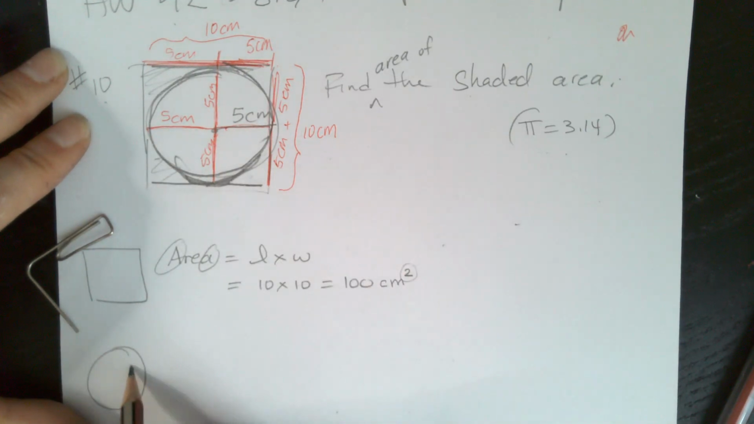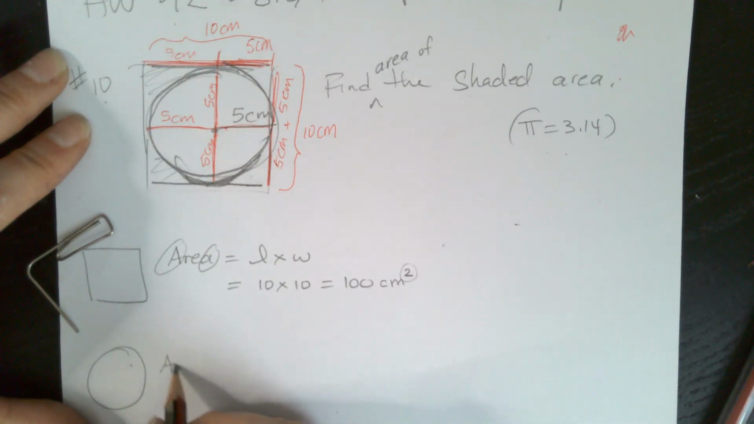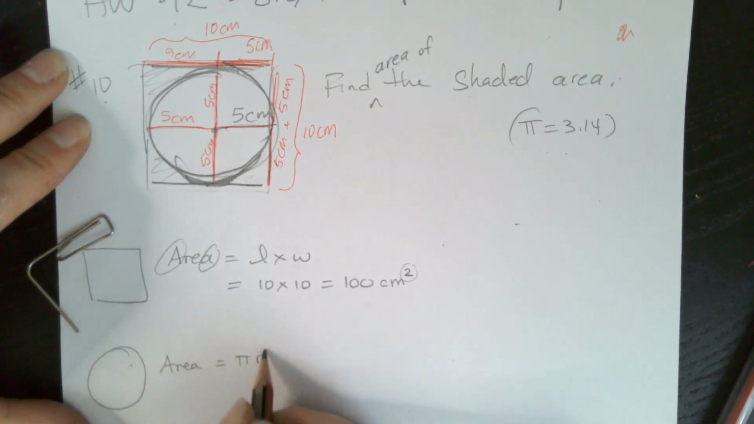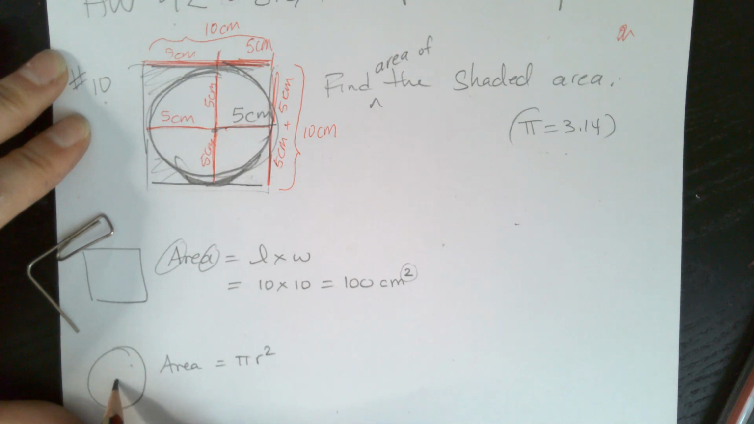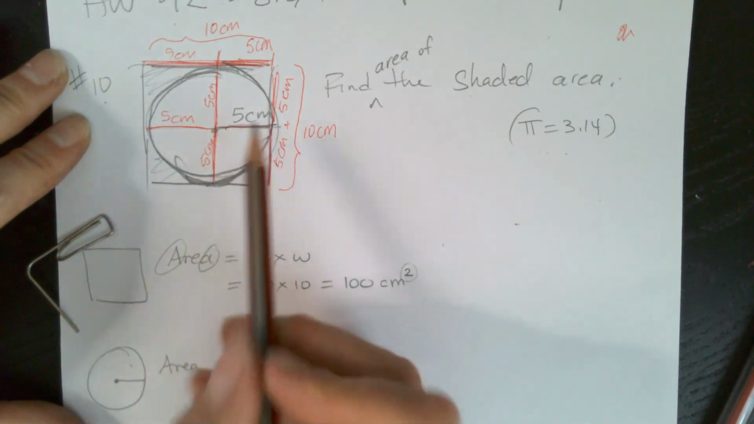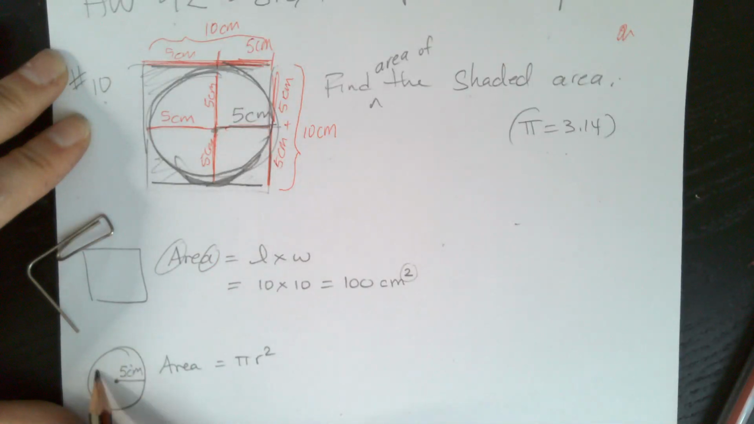Now if I want to find the area of the circle, the area is equal to pi r squared. What's r? Well, r is the distance from the center to the outside edge, the radius. And here we know it's 5. So r equals 5 centimeters. So I just go pi times 5 squared.